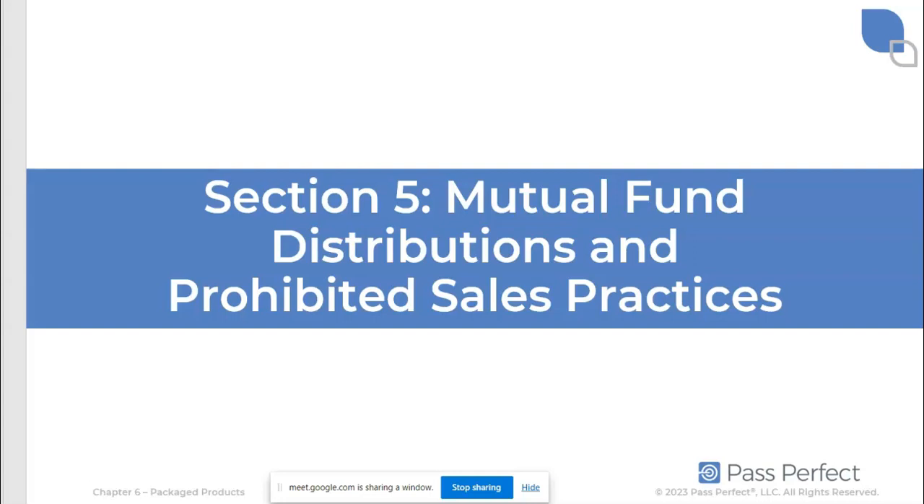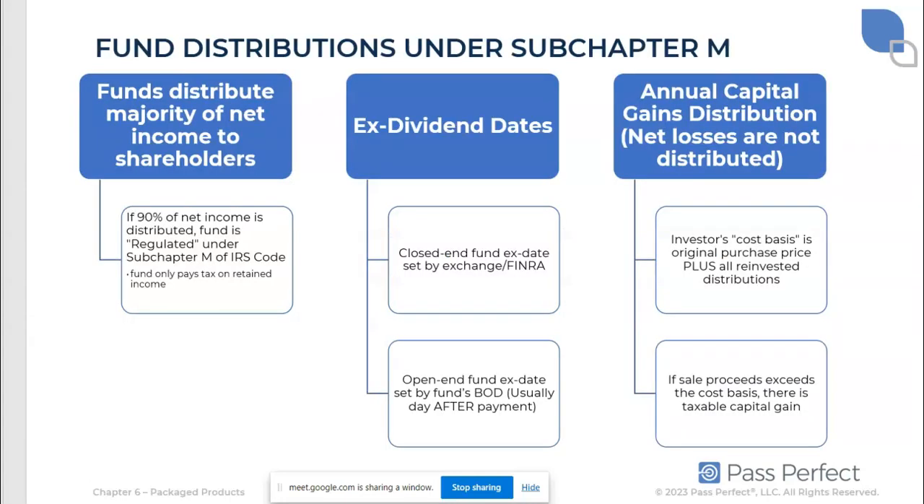All right, so mutual fund distribution and prohibited sales practices, right? Things that you're not allowed to do. Here's the thing: to be in compliance with the tax code, mutual funds and other investment companies, this applies to closed-end funds, unit investment trusts and all that, are required to distribute minimum 90% of their net investment income to shareholders and pay it out as a dividend.